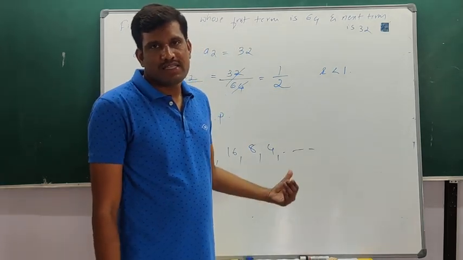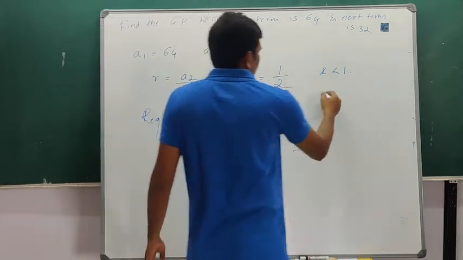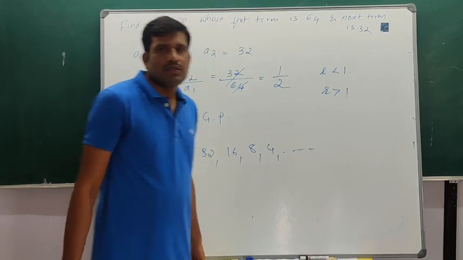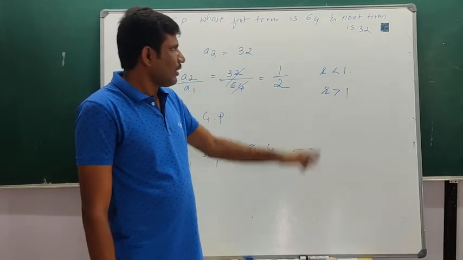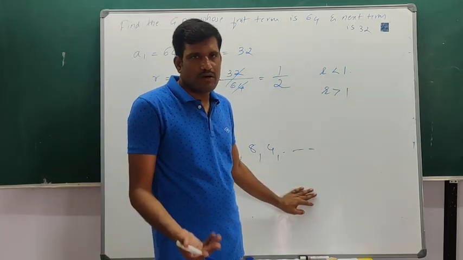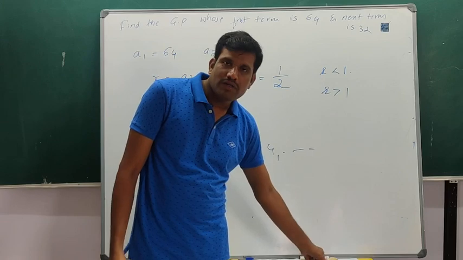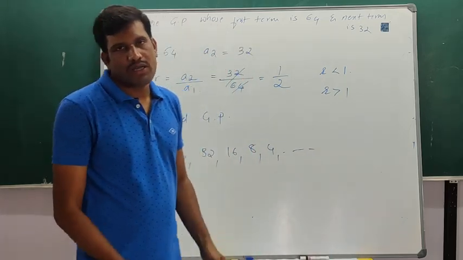Right? So when R is less than 1, then that sequence will be in descending order. When R, that is the common ratio, is greater than 1, that sequence will be in increasing or ascending order. So when the common ratio is less than 1, it will be in decreasing or descending order. But when the common ratio is more than 1, the sequence will be in increasing or ascending order.